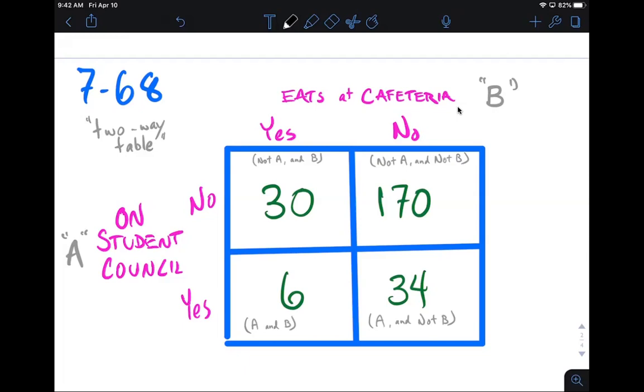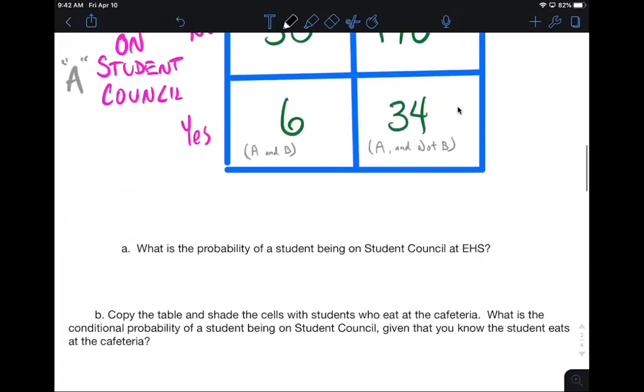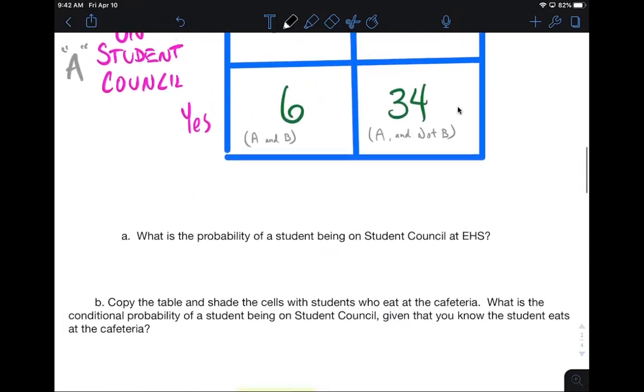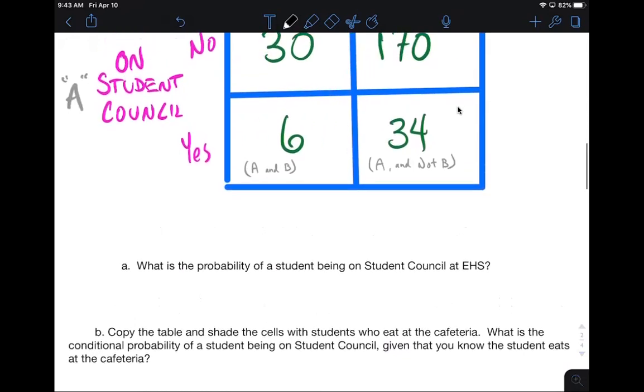And the other question that they asked was, are you on the student council? Well, that's clearly a yes or no question. So that one seems appropriate. So these are the numbers that they got in this table here, all right? And one of the first questions that they ask is, what is the probability of being on the student council at this EHS? That's Einstein High School in their problem. You can see the problem, it's number 68.